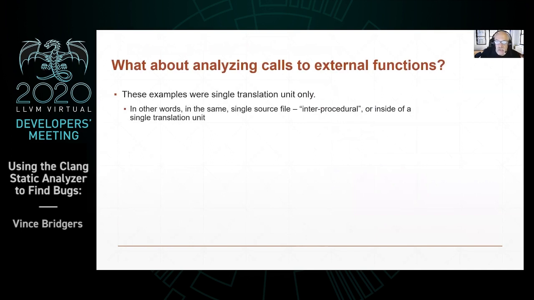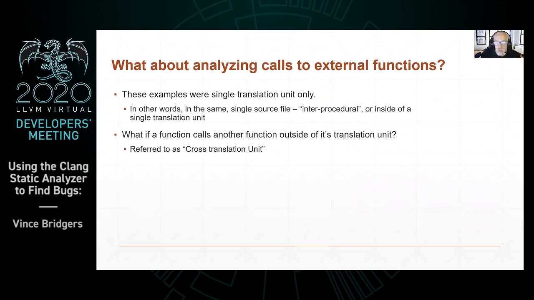So what about analyzing calls to external functions? These examples were a single translation unit only. In other words, in the same single source file. These are interprocedural or inside of a single translation unit. What if a function calls another function outside of its translation unit? In other words, in another source file. This is referred to as cross-translation unit analysis.